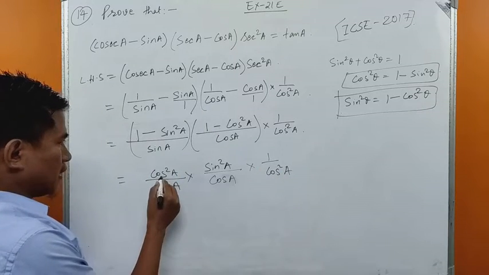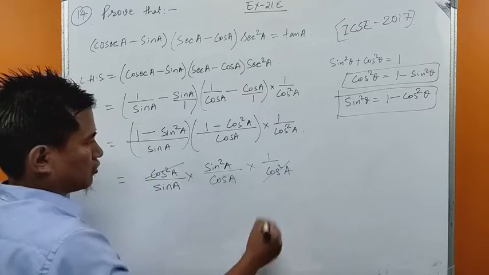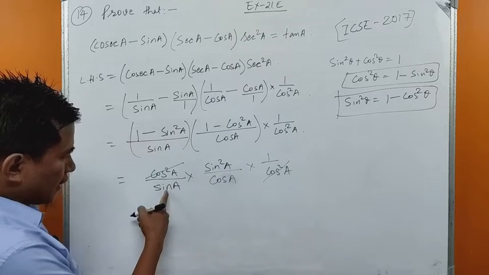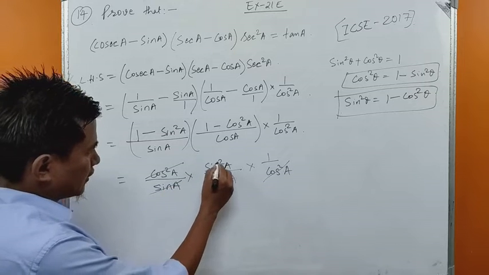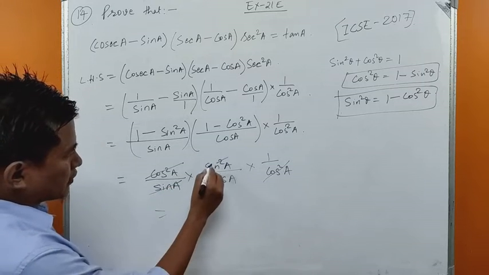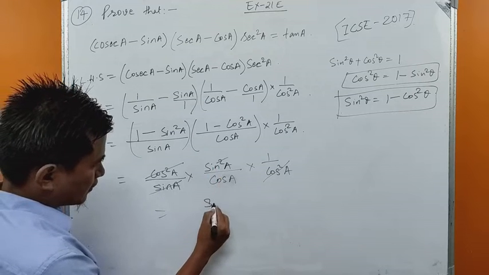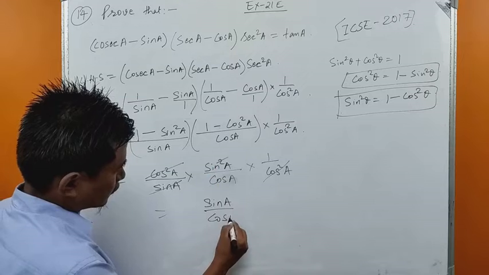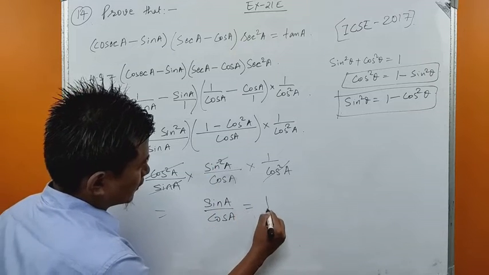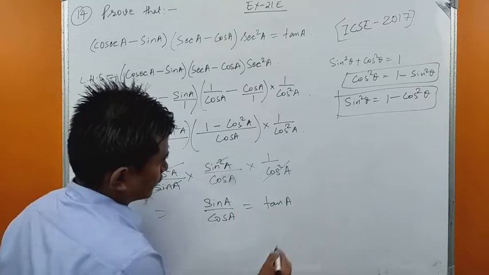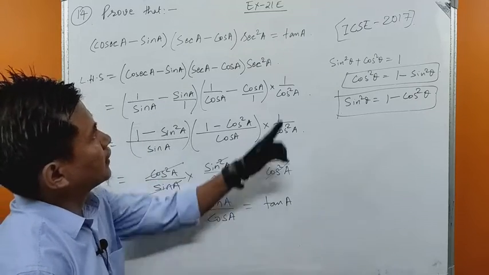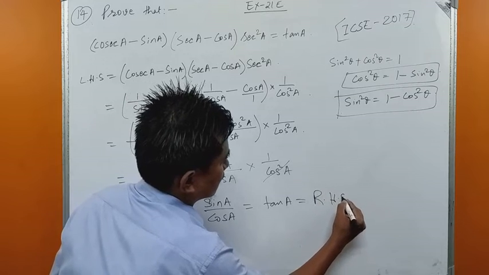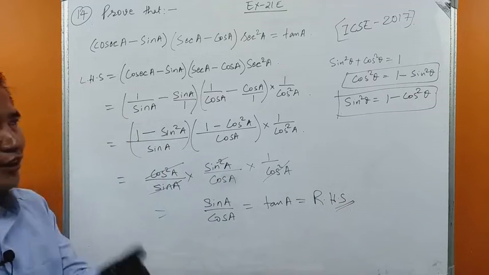Now we have cos square a in the numerator and cos square a in the denominator. So we cancel this. So we have sin square a in the numerator and sin a in the denominator. So let's cancel sin a, sin a. So still we have sin a in the numerator, that is sin a upon cos a, isn't it? So sin a upon cos a means tan a, and tan a is what we have in the right hand side, isn't it? So this is equal to RHS. Hence proved. I hope you got this.